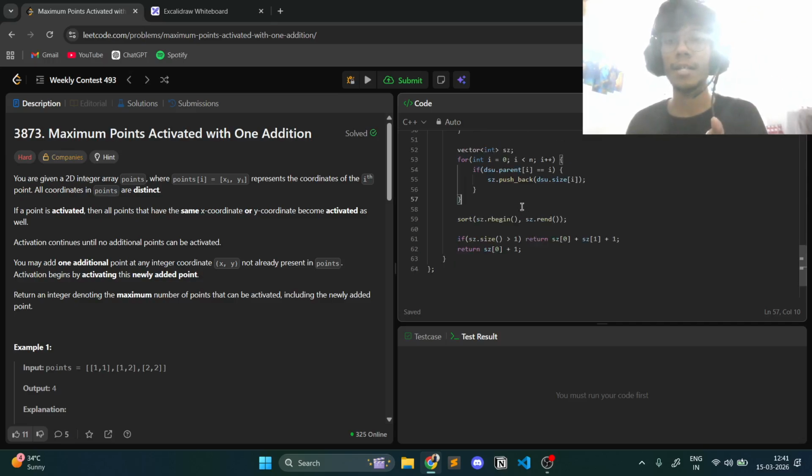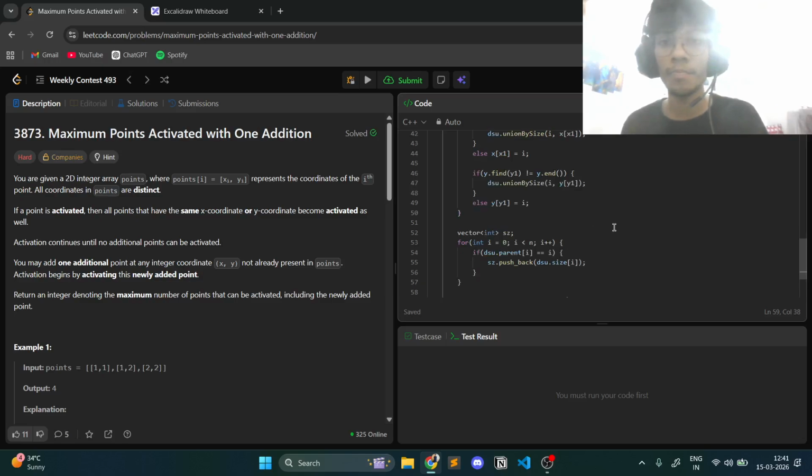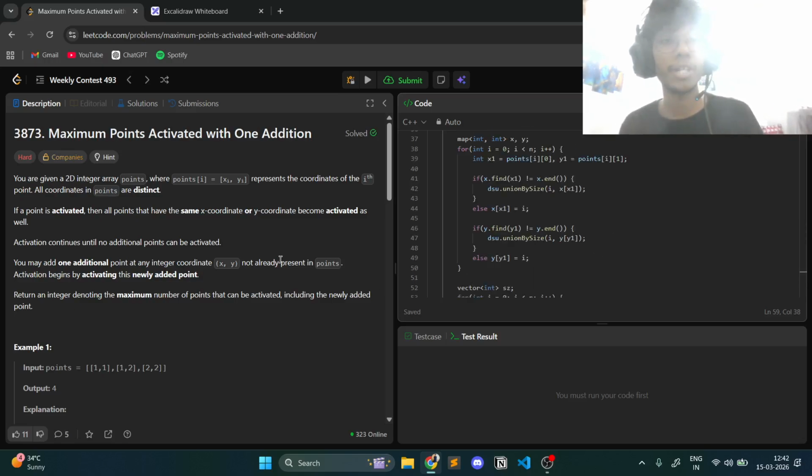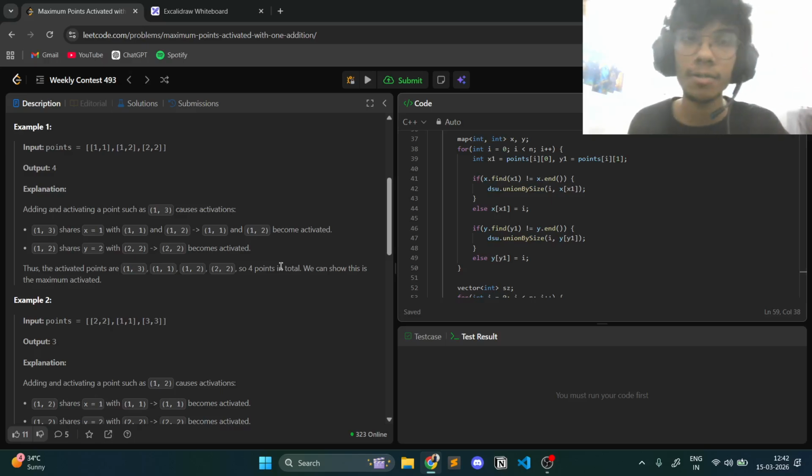So then I push the size of this particular group to this array. Then I sort this in descending order. And if the size is greater than 1, then I can take just the maximum two elements and add one to that. Otherwise, if the size is 1, I can take the only group and add one to that particular group. And that is all for this problem. This was just the direct implementation of DSU. If you know how to implement DSU, you can do this directly.